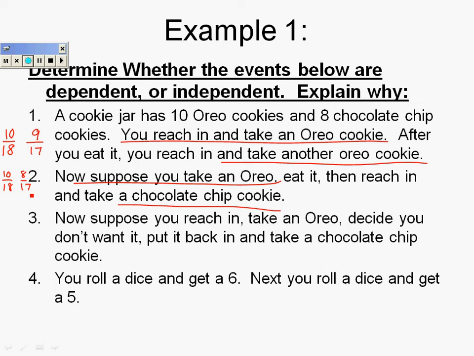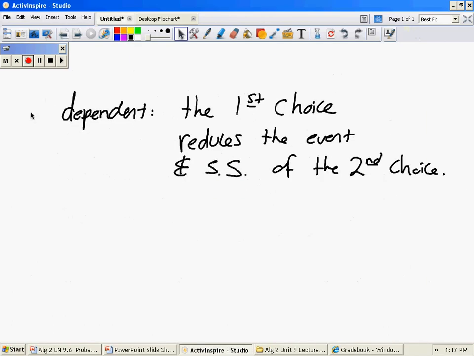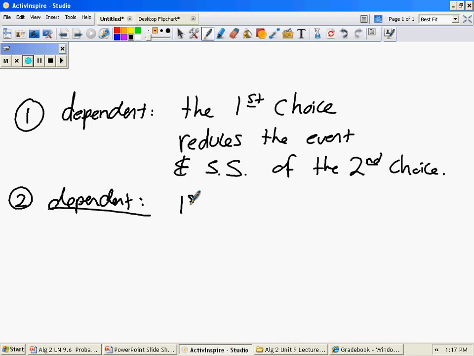What matters is one of those things affected, the top or the bottom. And yes, the sample space was affected. I lost a total. So therefore, these events are still dependent. So for number 1, the answer was yes, because both event and sample space were affected. But on number 2, they're still dependent, but not for the same reason. They're dependent because the first choice reduced the event in the second choice. I'm sorry, not the event, the sample space.